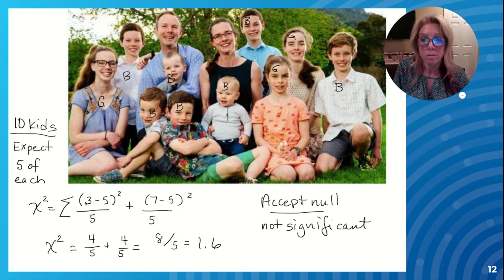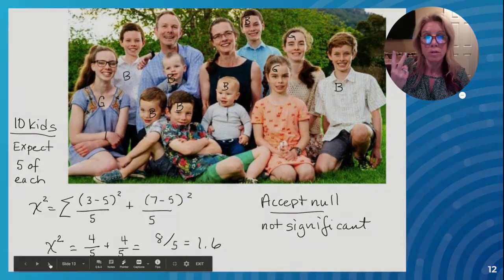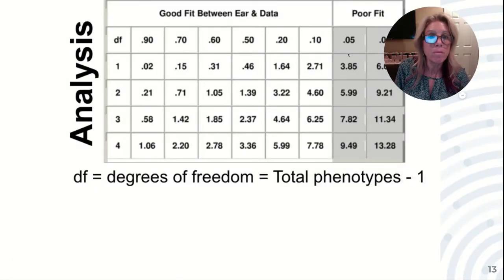Again, I observe minus what I expected, squared, over what I expected. Do the same thing here. Hopefully this is just a review, and my chi-square value turns out to be 1.6. If you remember from before, we have 2 degrees of freedom, right? So the number where I would be concerned is 3.85.